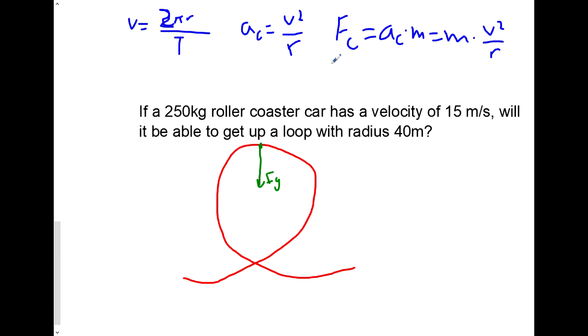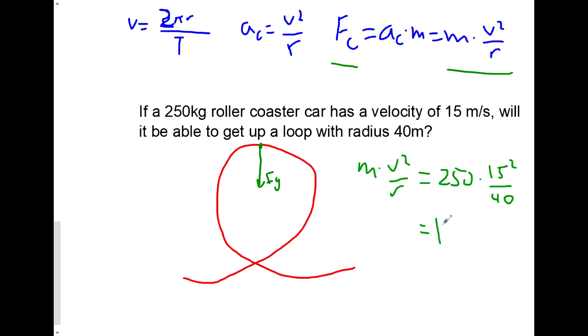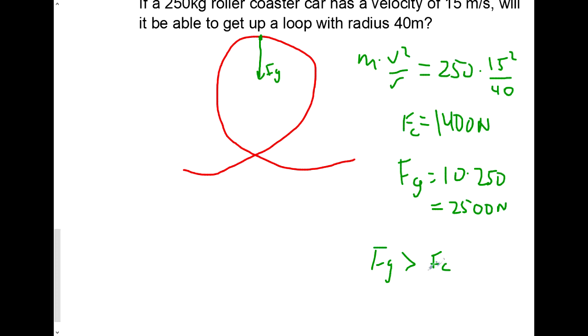The centripetal force is equal to mv squared over r, which equals about 1400 newtons. This is our centripetal force. Our force of gravity here, Fg, equals 2500 newtons. We know that the cart will not make it.